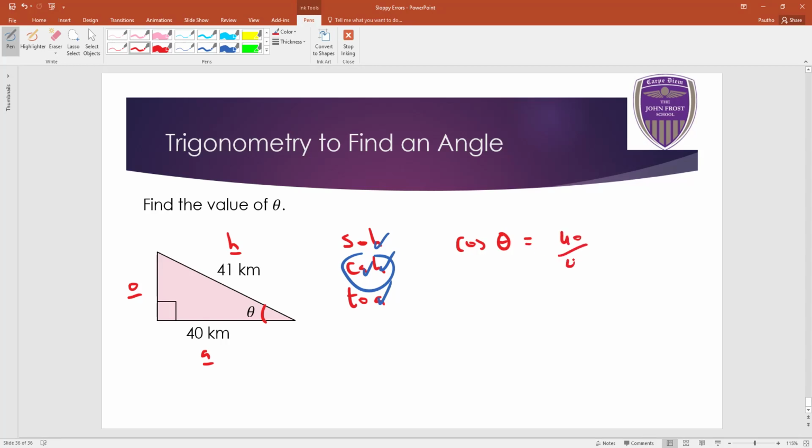So 40 over 41. And this time, remember, you wouldn't take the inverse sine, take the inverse cosine, the inverse cos, remember, because you find an angle. So cos to the -1, the inverse, it's actually called the inverse cos. And on the calculator, the inverse cos of 40 over 41 is 12.68 degrees to 2 dp. So remember, if you find an angle, use that inverse function, okay? And don't make those sloppy errors. Nice one.